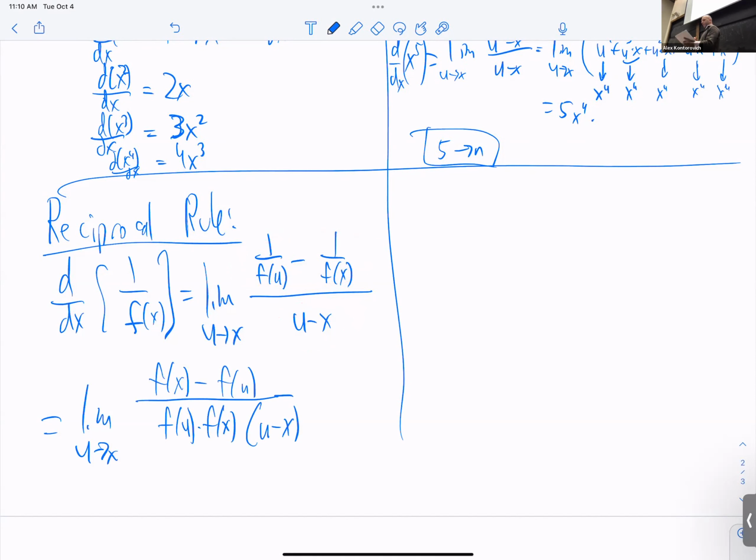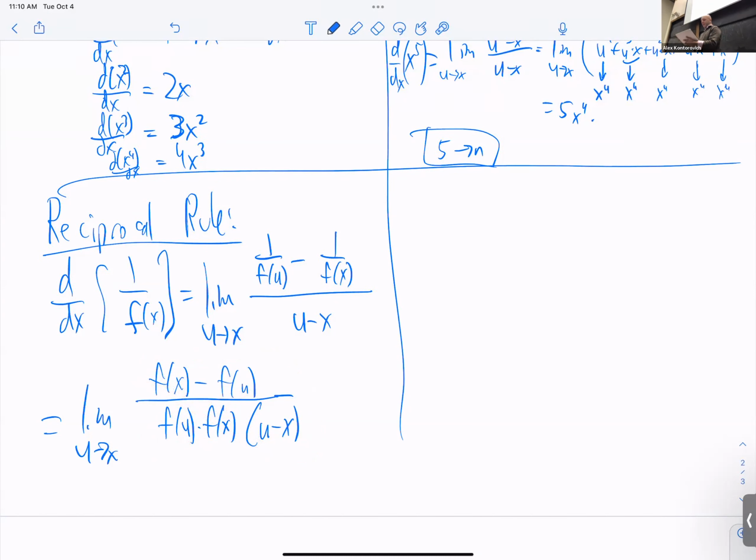Okay. And what do you recognize here? You could pull out a -1 and make it f of u minus f of x, and then they cancel u minus x. Beautiful. So this is almost the derivative. This is almost the formula for the derivative of f. The denominator is just going to f of x and f of x. But this is almost the derivative. We're just off by a minus sign, right? This should be f of u minus f of x, and instead it's f of x minus f of u.